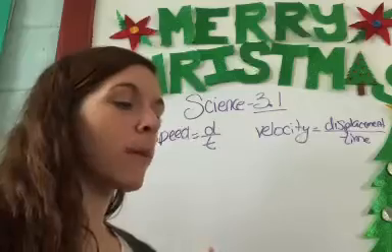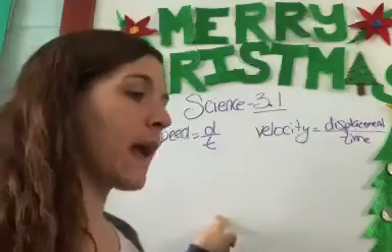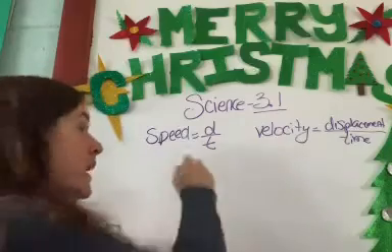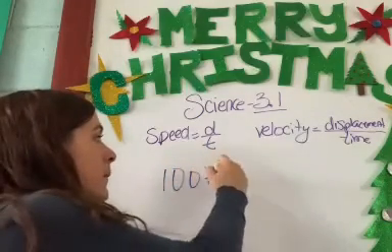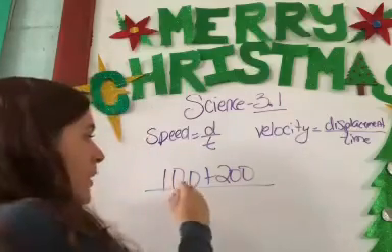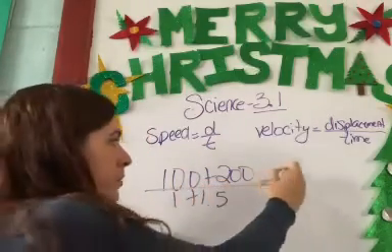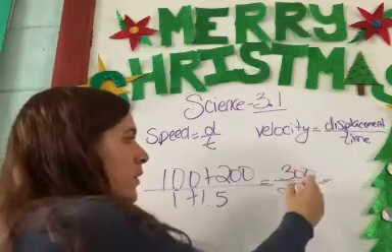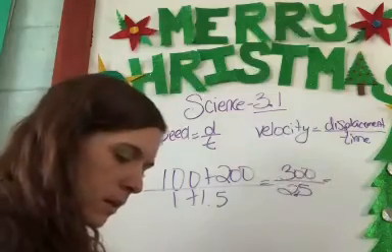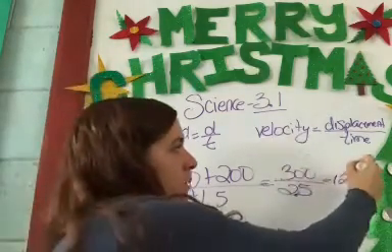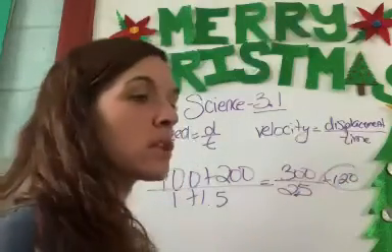All you have to do is remember total distance over total time. Your total distance is 100 kilometers plus 200, because that's how far was traveled, and then 1 hour plus 1.5 hours. So that means you have 300 over 2.5, which is going to be 120.